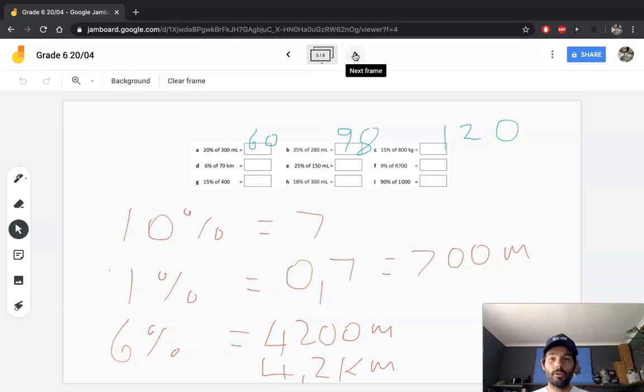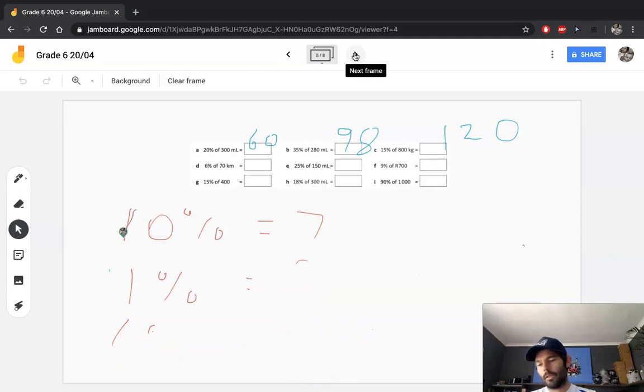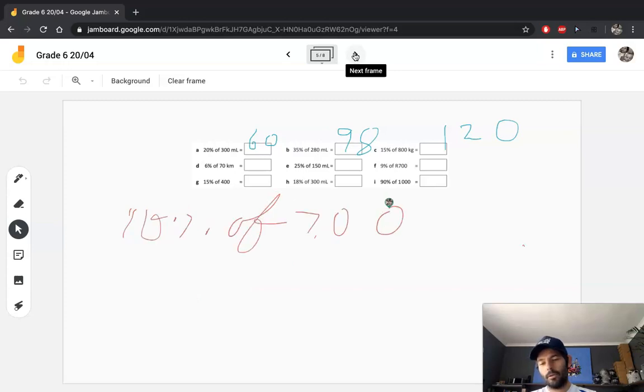Now, the other way to do that, okay, would have been to convert the kilometers into meters right at the beginning. All right, and if we do that, we would have to say 10% of 70,000 meters. 10% of 70,000 meters is 7,000 meters. Okay.